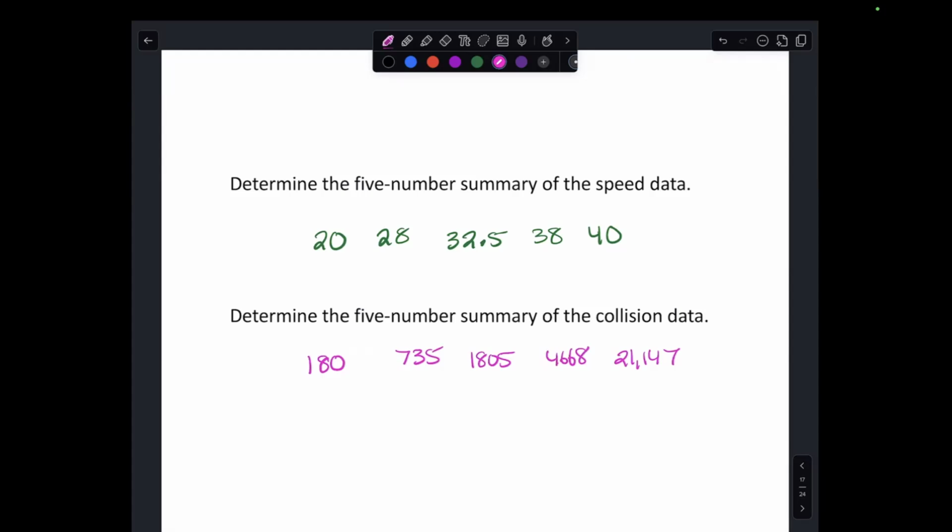Not bad. I'm having issues here. All right, there we go.